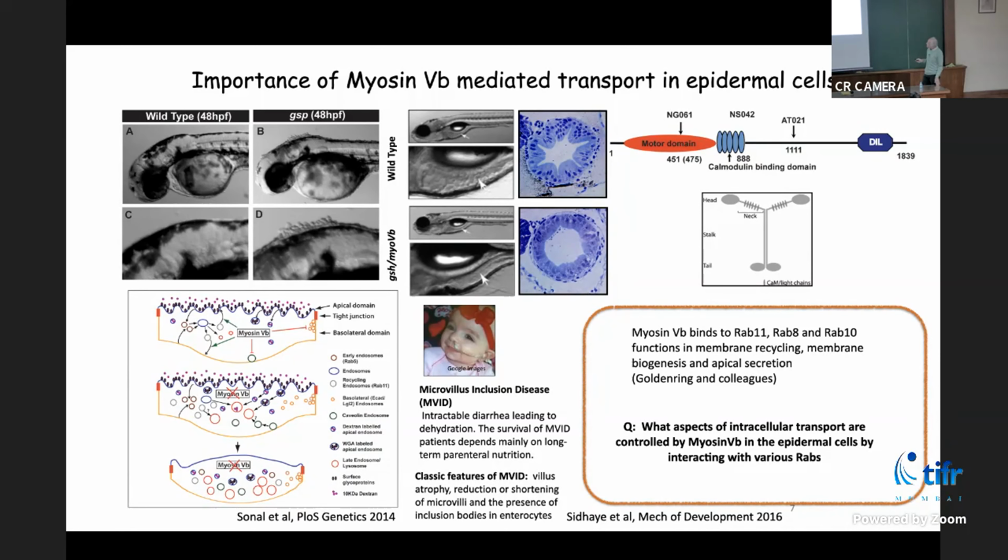A quick detour. Mutations in this gene myosin 5B have been shown to be causal for a disease in humans. It's called microvillus inclusion disease. It is characterized by intractable diarrhea, leading to dehydration and death of newborns. If you look at the gut, the typical folding that you have in the gut is missing, and the cells are devoid of the microvilli, the finger-like projections that I spoke about. And the fish also shows some of these characteristics.